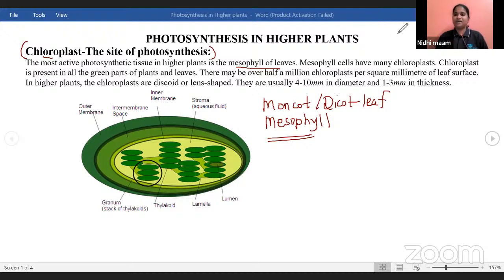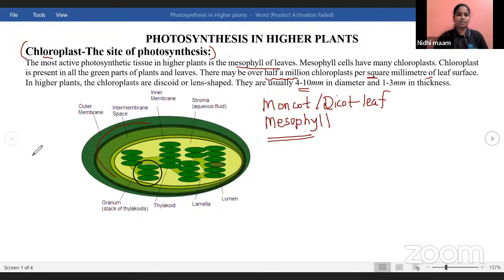So the cells present in the mesophyll tissue, the mesophyll cells, will have many chloroplasts compared to other cells. Chloroplasts will be present in all the green parts of the plant. There may be over 500,000 chloroplasts per square millimeter of leaf surface. In higher plants, chloroplasts are discoid or lens shaped. They are usually 4 to 10 micrometers in diameter and 1 to 3 micrometers in thickness.